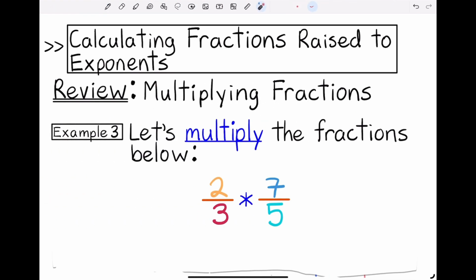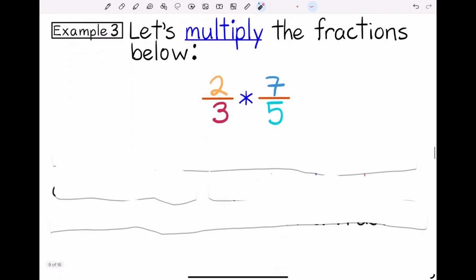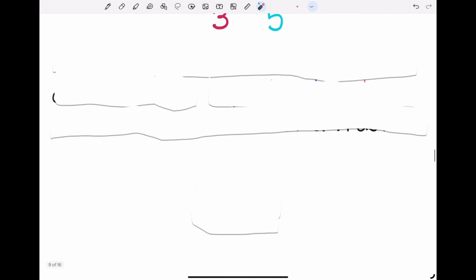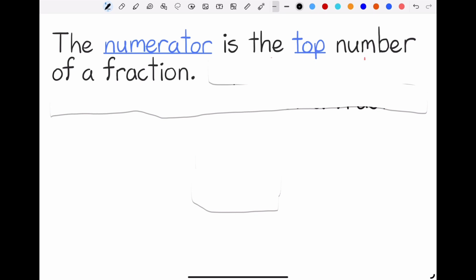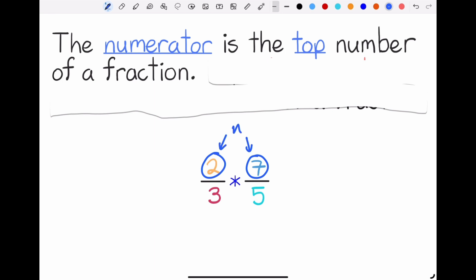Let's review how to multiply two fractions together. To do that, let's multiply the fractions 2/3 and 7/5 together. Before we start multiplying, let's review some of the parts of a fraction. The first part is the numerator. The numerator is the top number of a fraction. In our example, 2/3 times 7/5, the top numbers are 2 and 7, and these are what we call the numerators.